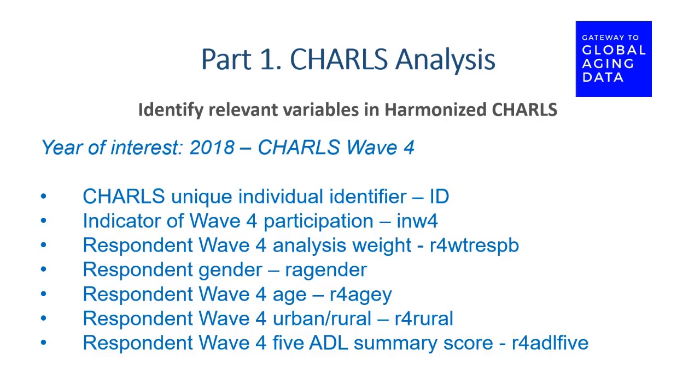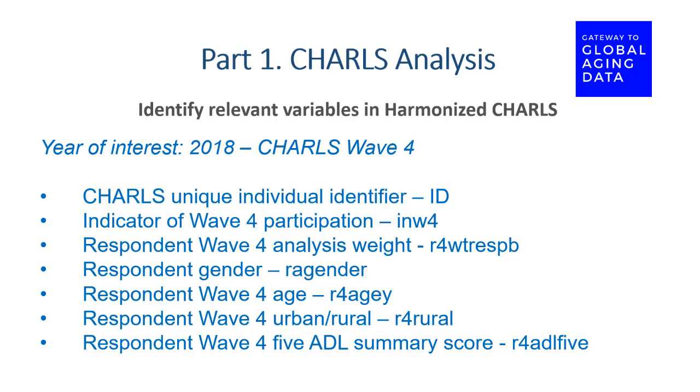We're going to create an indicator of participation at wave 4. The variable is called INW4. We're going to take an analysis weight. We're going to get a gender variable called RAGENDER. We're going to get the age at wave 4. That's called R4AGEY. You can get an idea here of how all our harmonized variable names work and that they're quite intuitive. So as you might be able to guess, the wave 4 indicator of whether the respondent is urban or rural is named R4RURAL. And then to model disability, we're going to look at a summary score of activities of daily living called R4ADL5.